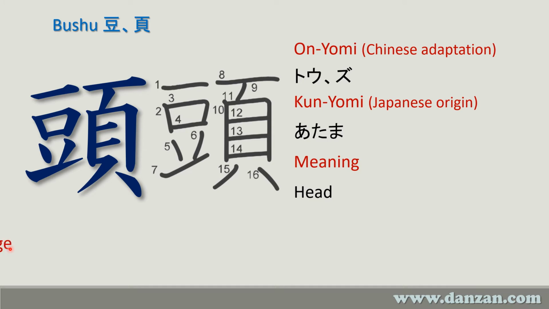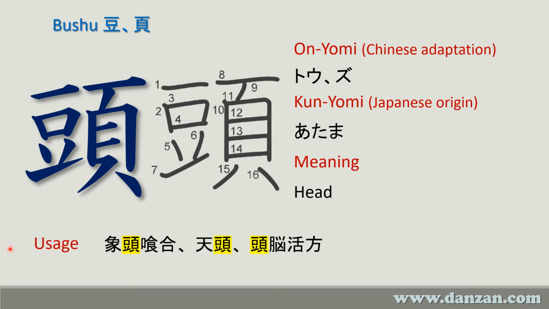Okay, how do we use that in Danzanru? Well, here's a couple of examples. First one, I'm going to read this two different ways. It's zo kuroase or zozu kuroase. This one is tento, and then this one is nodo kappo, nodo kappo.